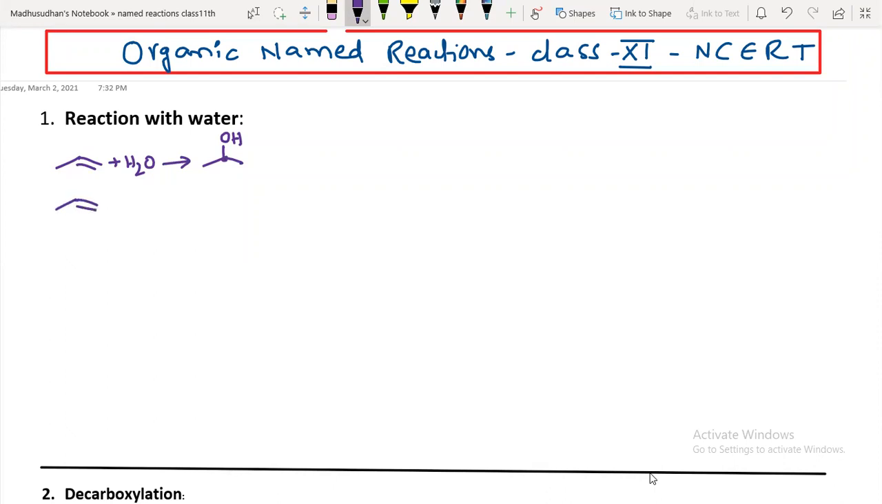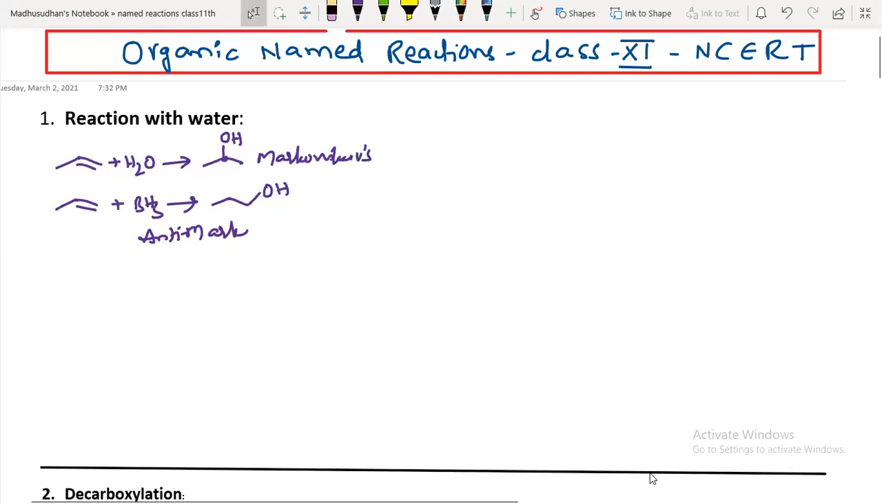The same, on addition of BH3 to the same molecule, you will get terminal alcohols, because addition of BH3 follows the anti-Markovnikov rule. And this one follows Markovnikov addition.